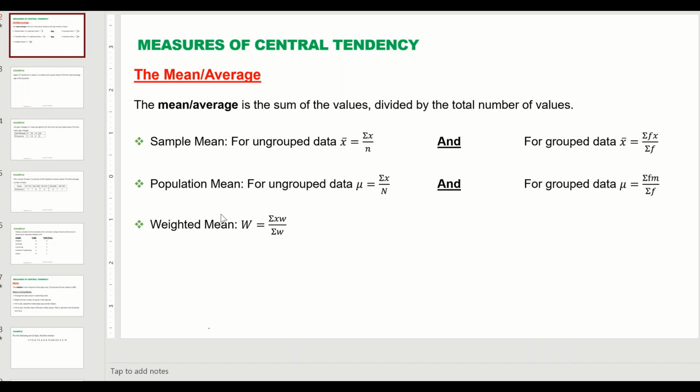And the last type of calculation of mean that we are exploring in this video is called the weighted mean. Weighted mean is denoted by x bar w, equal to the sum of x times w, where x is the observation and w is the weight for the individual observation, divided by the sum of all weights. Okay, so these are the formulas for the calculation of mean. Now in the next slide, we are going to look at an example.